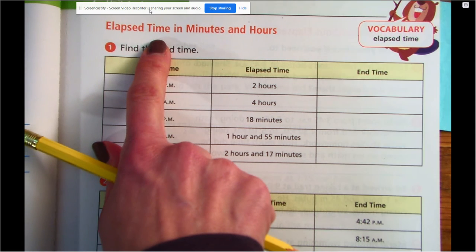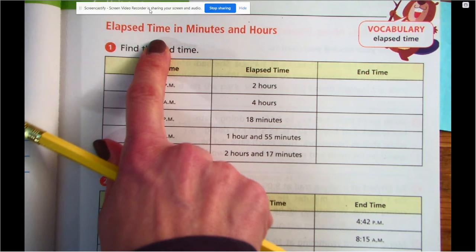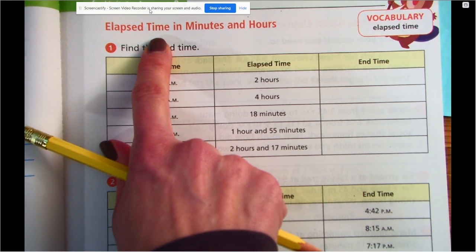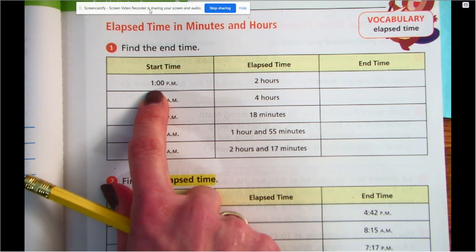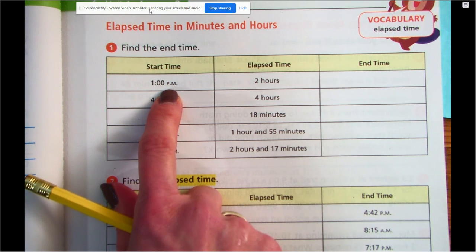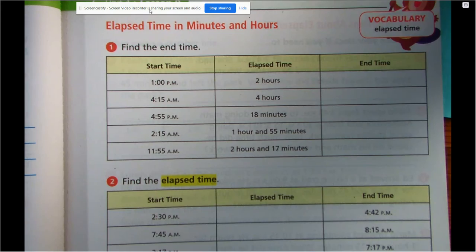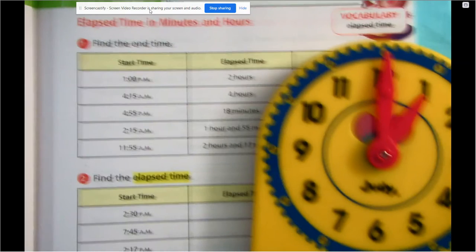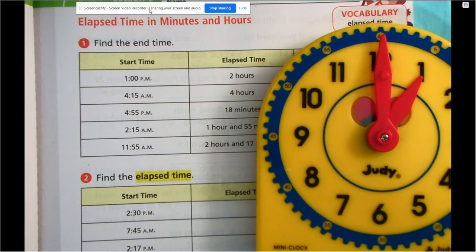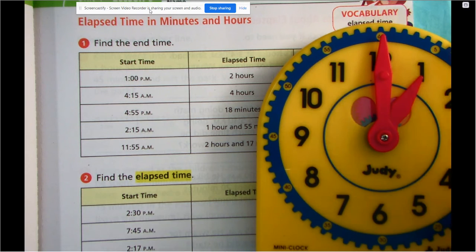Okay, so we're going to figure out elapsed time in minutes and in hours, and I've got my clock here to help. Okay, if we are starting something, let's just say it's a movie, okay, and it starts at 1 o'clock p.m. Remember, p.m. would be in the afternoon. That's after lunchtime. So let me make 1 o'clock on my analog Annie clock. Okay, there's 1 o'clock, right? The hour hand is pointing directly at the 1. The minute hand is pointing straight up.